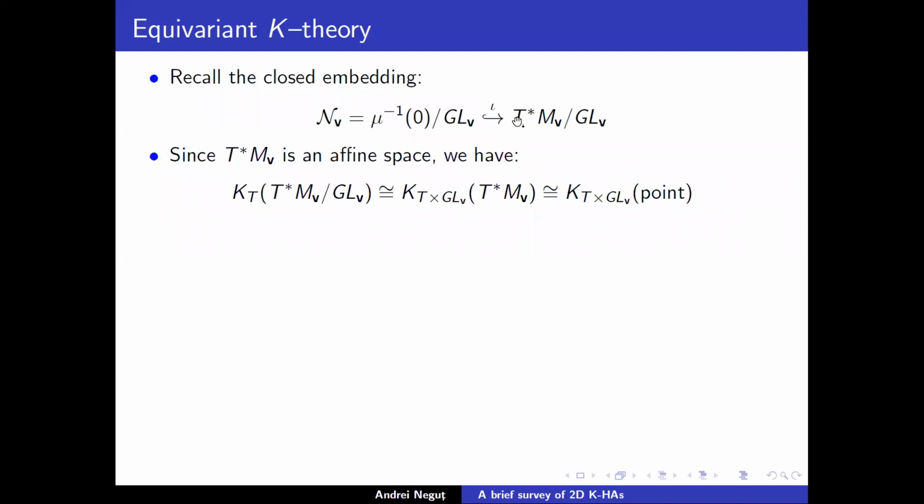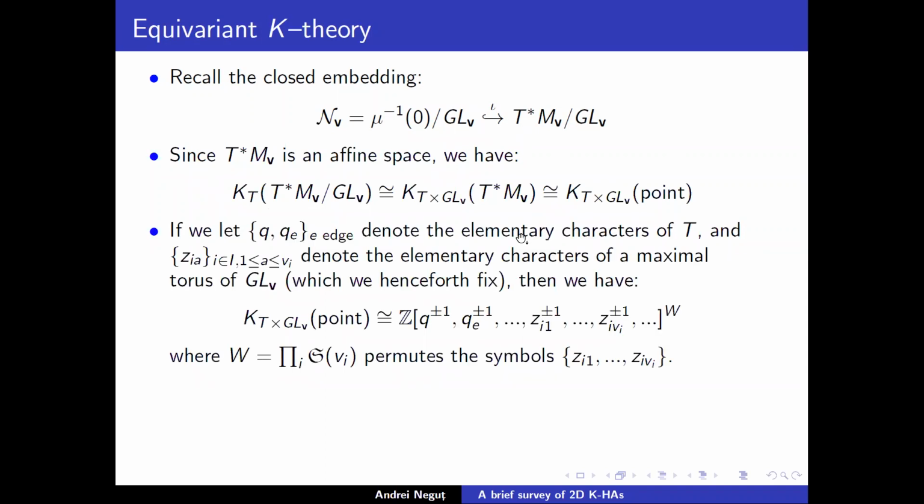Now, because you have this closed embedding, you embed into affine space modulo GL_V, so you can certainly understand the K-theory of affine space modulo GL_V. So you have this chain of identifications. The K-theory of affine space modulo G is the torus times GL_V equivariant K-theory of affine space, and affine space has boring K-theory. So it's just the T times GL_V equivariant K-theory of a point.